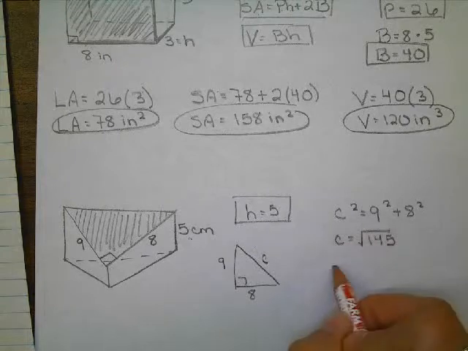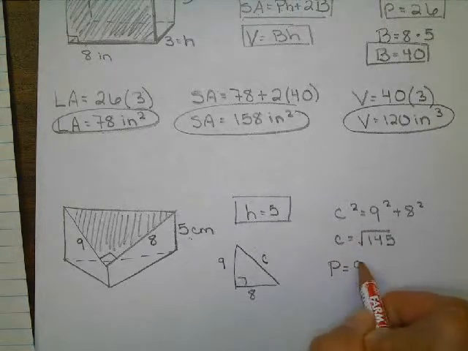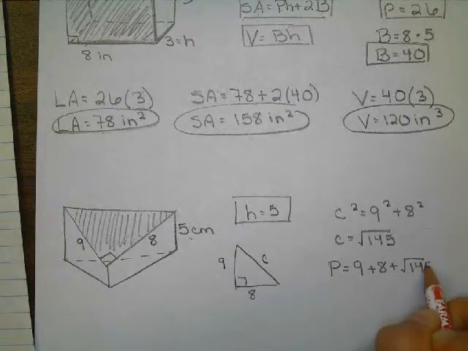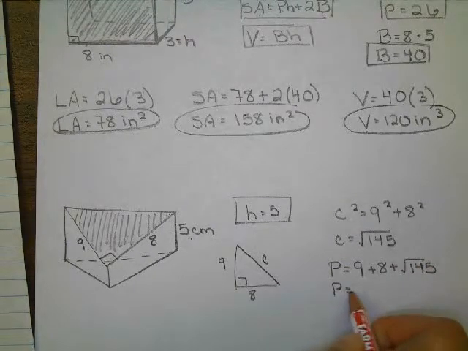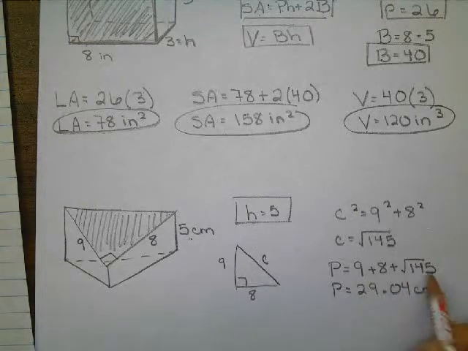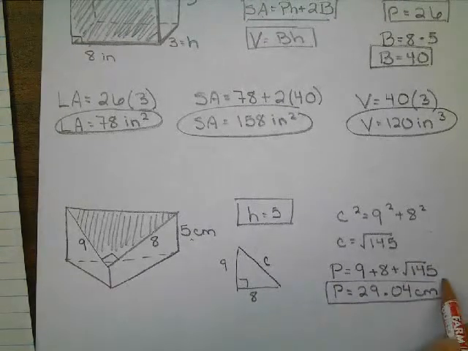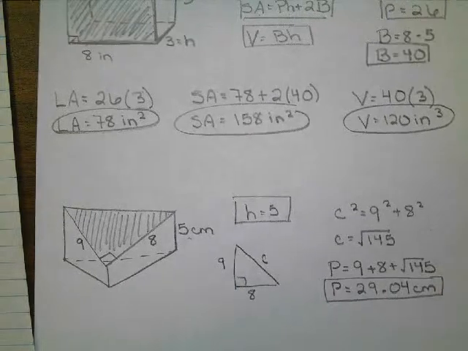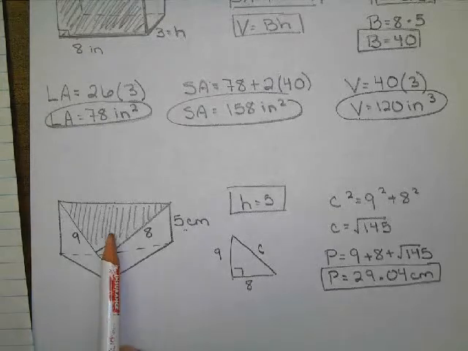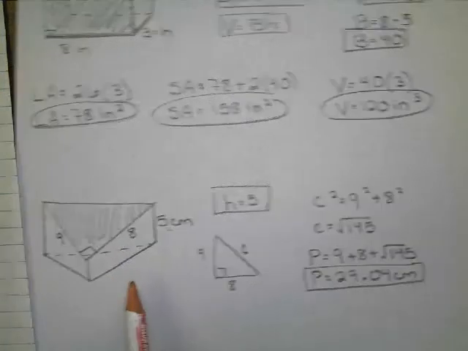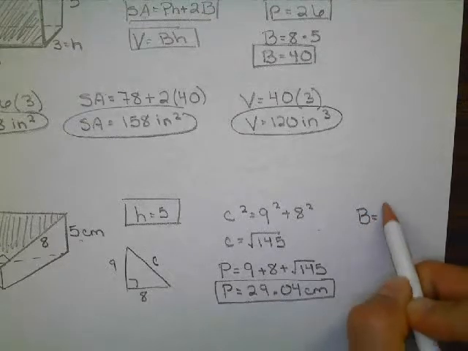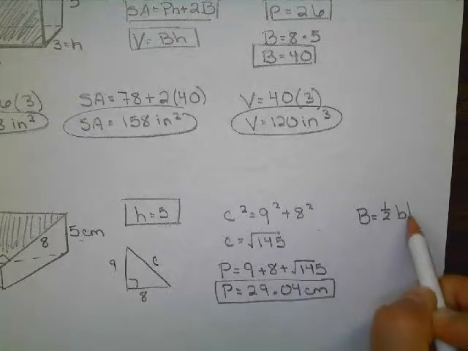Now I can use that to find my perimeter. I could add up all the sides, so 9 plus 8 plus the square root of 145, which ends up being 29.04 centimeters for the perimeter. Now I just have to find the area of the base. And again, my base is a triangle, so I have to use the area formula for a triangle. So the area formula for a triangle is 1/2 base times height.